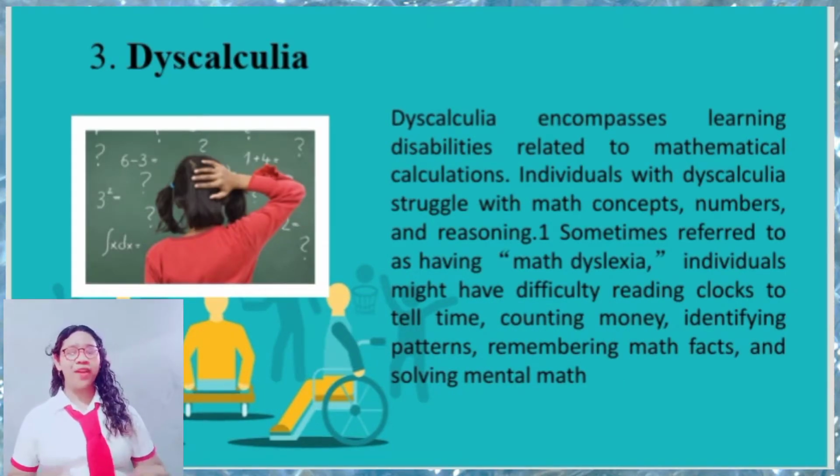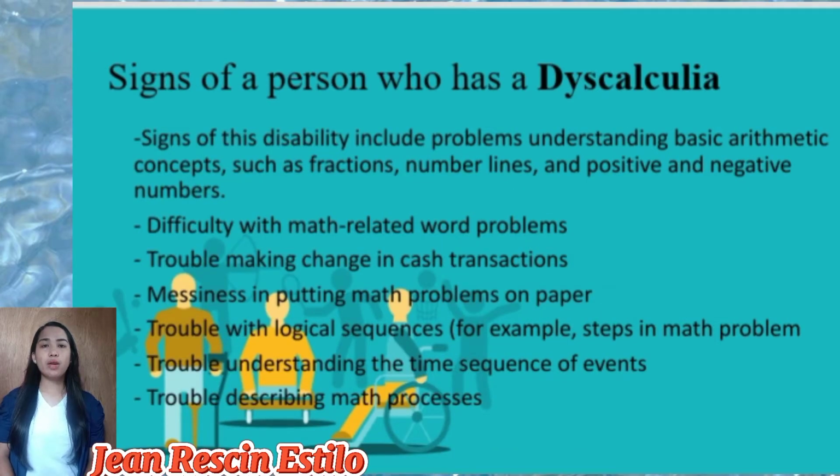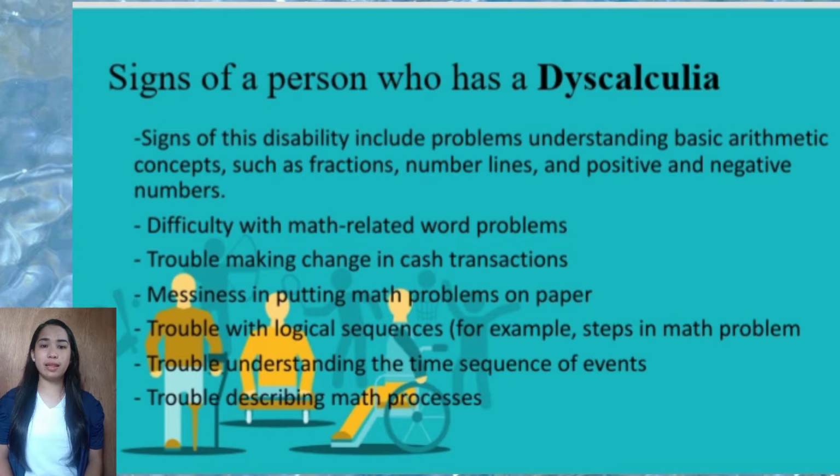Dyscalculia affects a person's ability to understand numbers and to learn math facts. How can we say that a person has dyscalculia? The person with dyscalculia has a disability in understanding problems and basic arithmetic concepts such as fractions, number lines, and positive and negative integers.